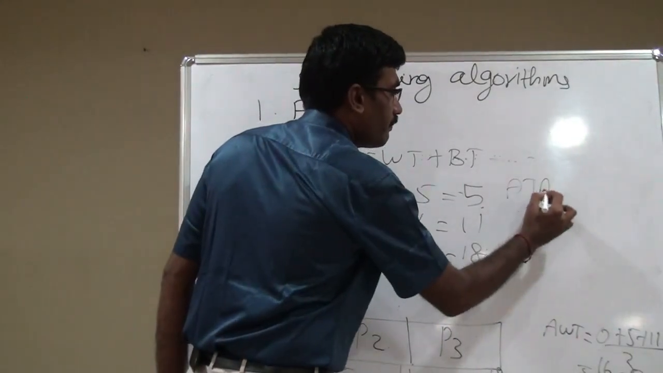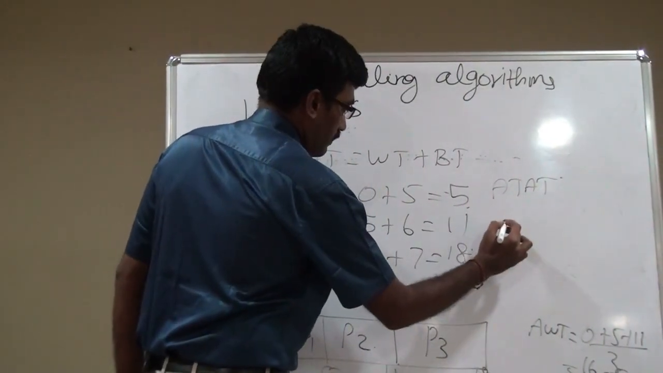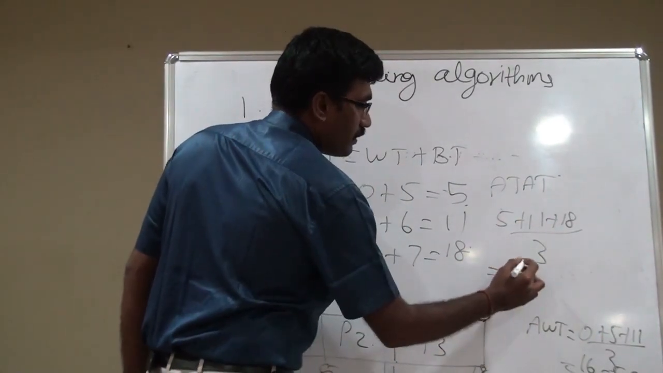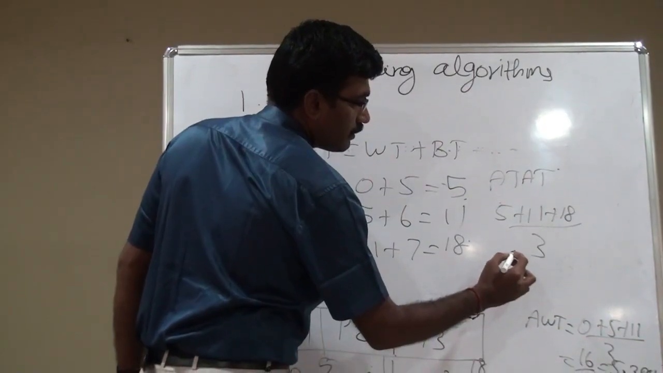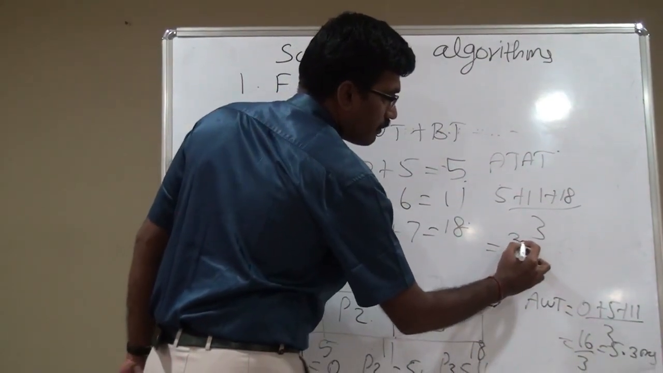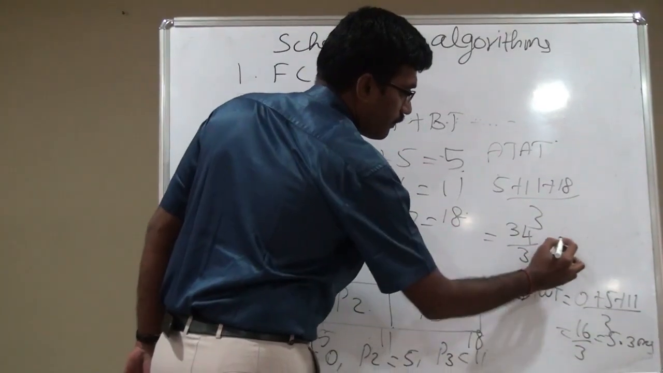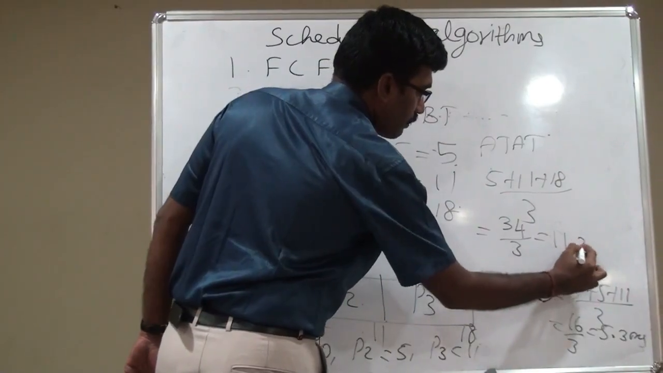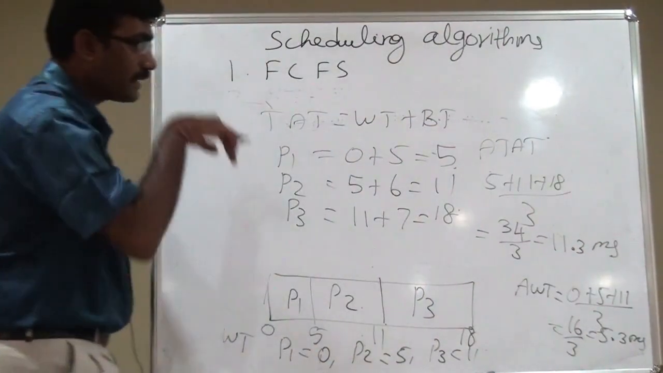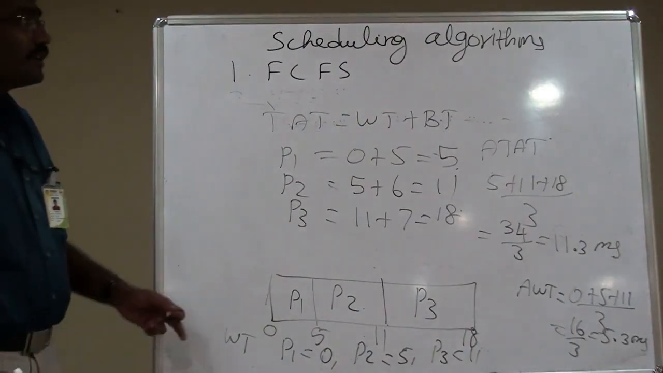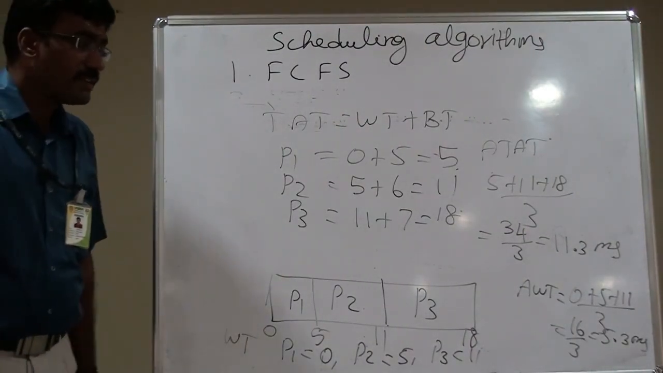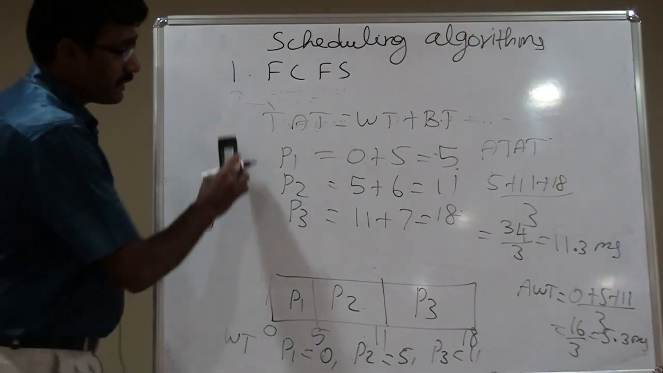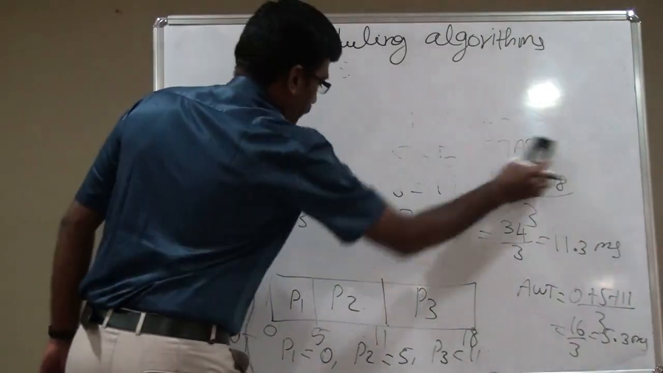Average turnaround time is 5 plus 11 plus 18 by 3, 34 by 3, 11.3 milliseconds. This is the turnaround time for first come first serve. In first come first serve, the waiting time is large compared to the other algorithms. So next we can discuss shortest job first scheduling.